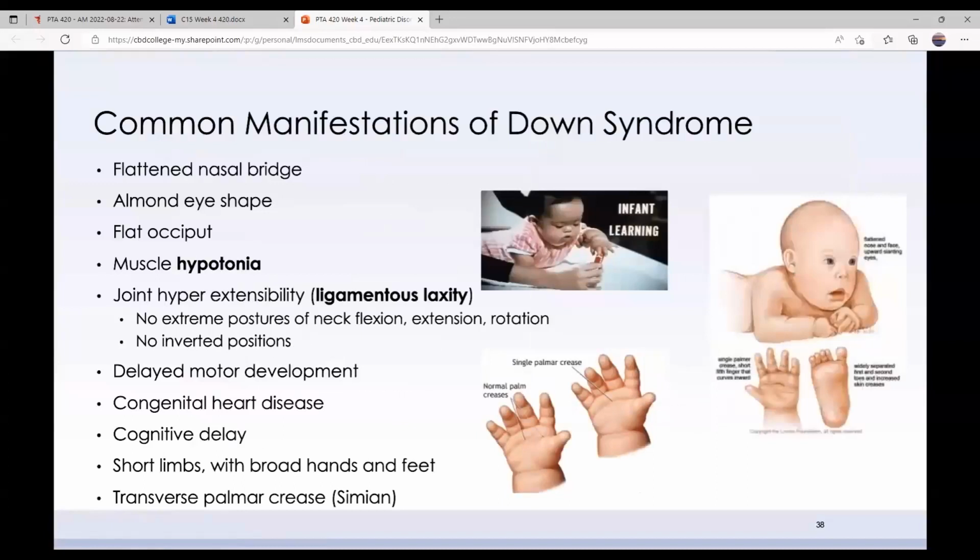The patient presents with muscle hypotonia, joint hyperextensibility, and a transverse palmar crease, or simian crease. Facial features present a flattened nasal bridge, almond eye shape, and flat occiput.